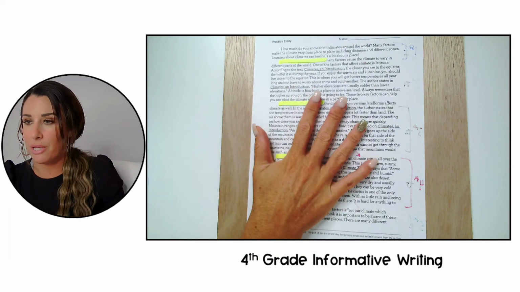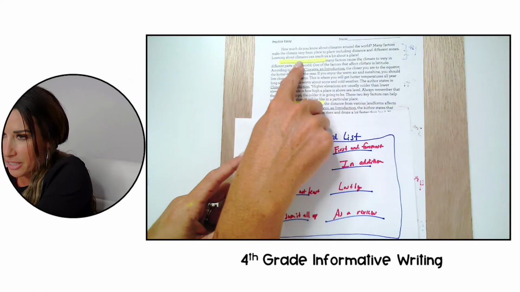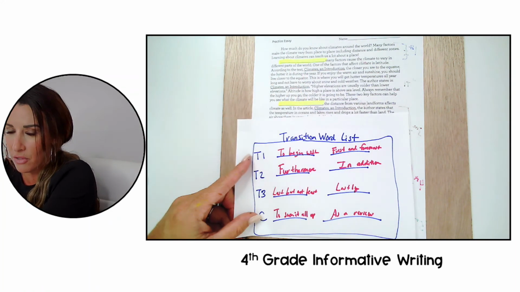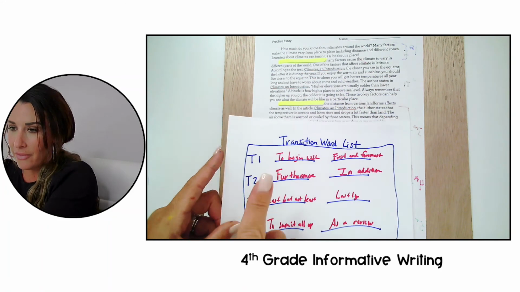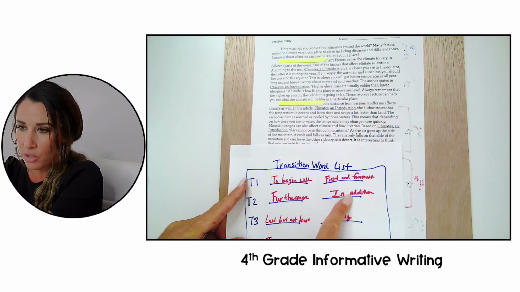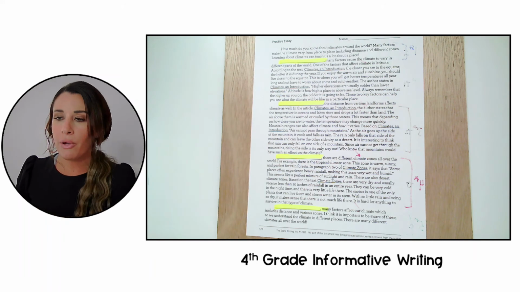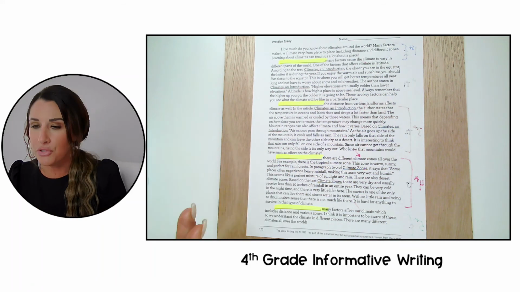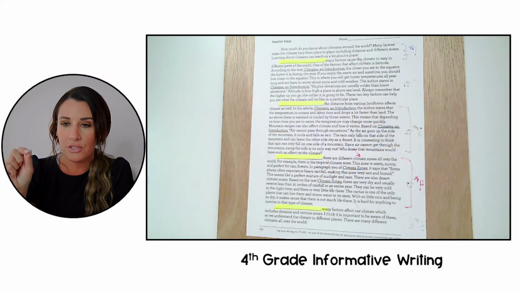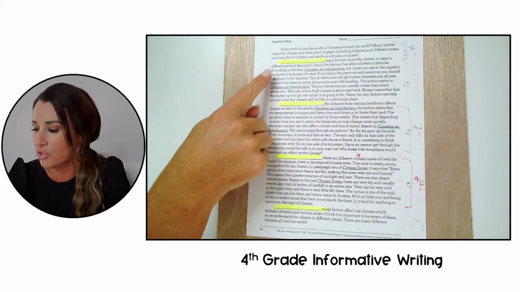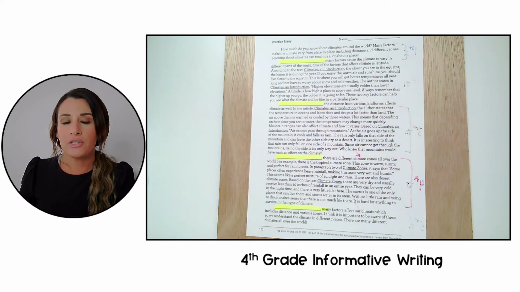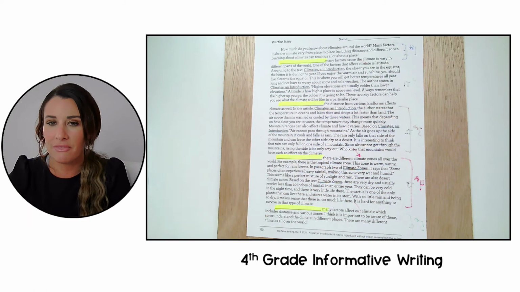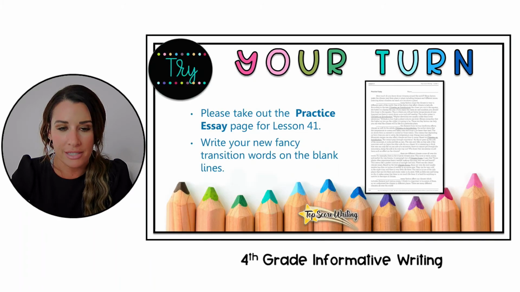So if I was doing this, for T1, I would either put to begin with or first and foremost because that's on my list. So I would put one of those. I'd choose which one I want to use. And then for my T2, I'd put furthermore or in addition. That's all you have to do for this practice essay. You should have this essay in front of you. If you don't, you can simply just put T1, T2, T3, and C, and then just put what transition word that you would choose. Okay, so go ahead, pause the video, take maybe a minute or two, and complete this activity, and then come back on, and we will continue in the lesson.